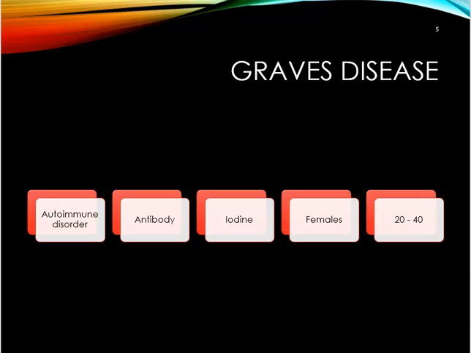The cause is unknown, and there's typically a hereditary link. It can be associated with an increased iodine intake. It is seen 8 times more often in women than in men, and typically between the ages of 20 and 40. Graves' disease has the same manifestations as hyperthyroidism.